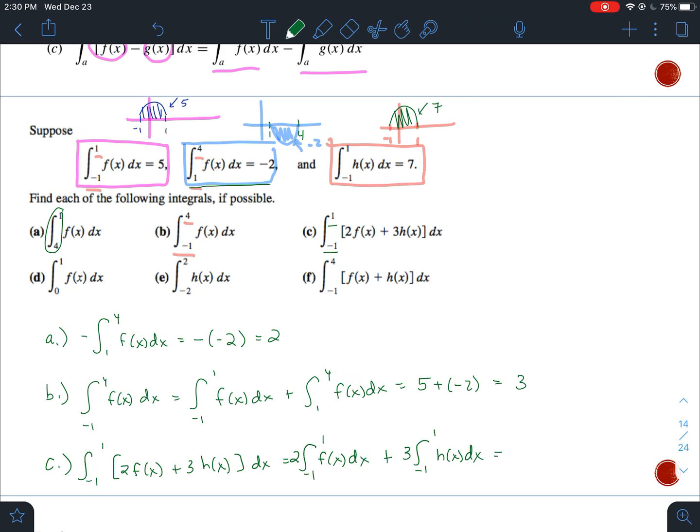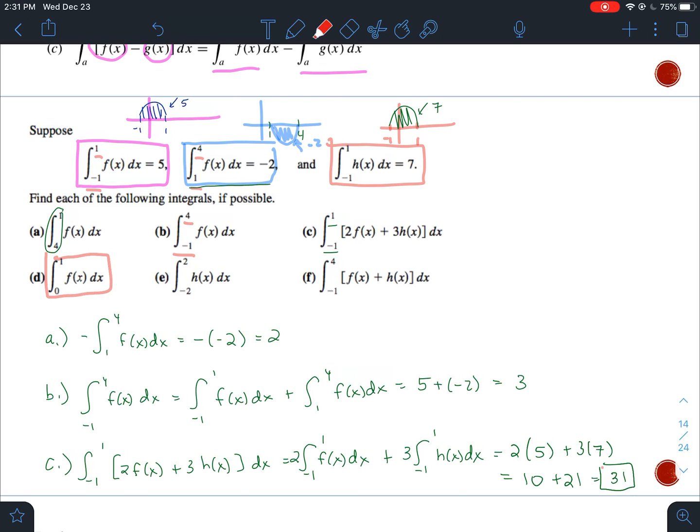So it'll be -1 to +1. I can pull the 2 out in front, f of x dx. Then plus, I can pull the 3 out in front, -1 to 1 h of x dx. So those are just using the properties of integrals that we learned up above. So this will be 2 times 5 plus 3 times 7. So this will be 10 plus 21. So this would be 31.